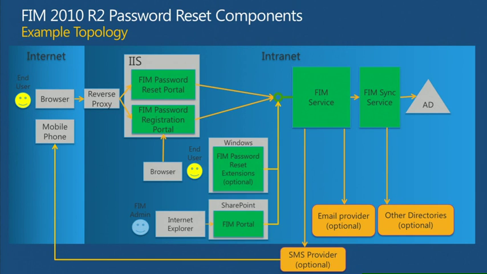Now at the bottom, what we've also added are calls out from the FIM service to an optional email or SMS provider. If you want to take advantage of those two new challenge gates I showed earlier, where the user could provide an alternate email address or a phone number of an SMS-capable phone and get a challenge delivered to them through those means, then the FIM service needs to talk to those.